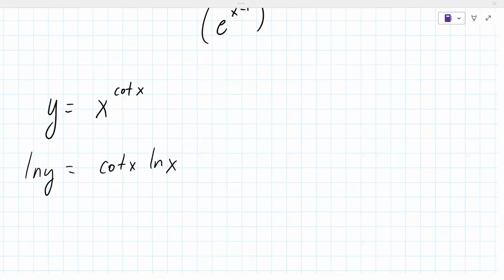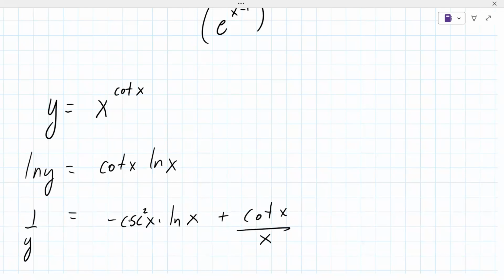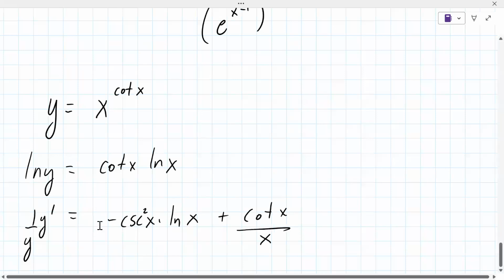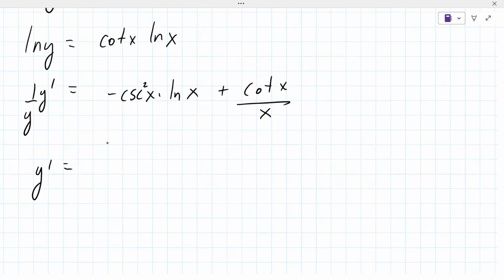Okay, so I have ln of y equals negative cosecant x times ln of x plus cotangent x over x. It should be negative cosecant squared, and you have to take the derivative of the left side as well: 1 over y times y prime. Then I multiply by y, which is x to the cotangent x, right? Yes. This part always appears in the final answer, you'll notice, if you're pattern based when you look at things.